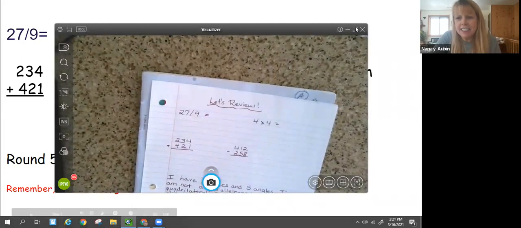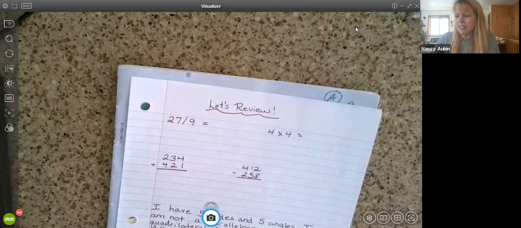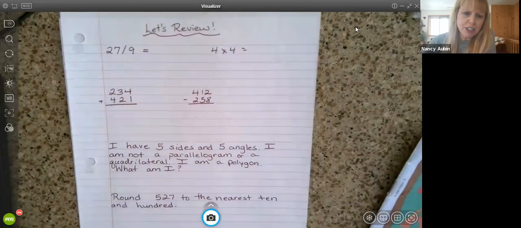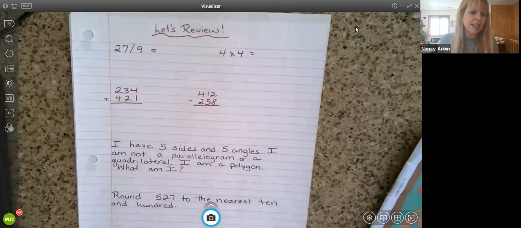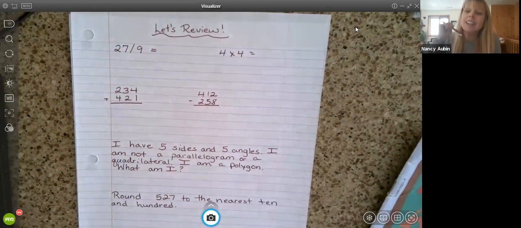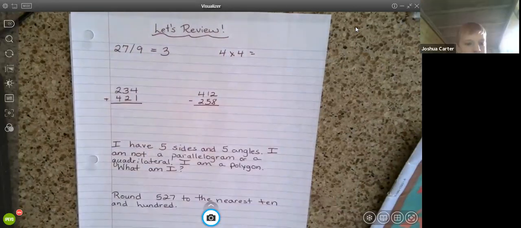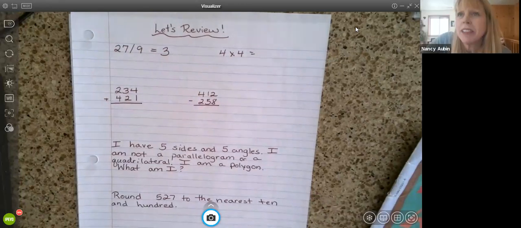All right, these are the same problems, just on paper, so probably similar to what you have written down. Josh, you wanted to share. Do you want to do 27 divided by 9 and tell us what you got and how? 27 divided by 9 equals 3. How do you know? I used the 9 trick backwards. Can you explain what that means? That's a great strategy.